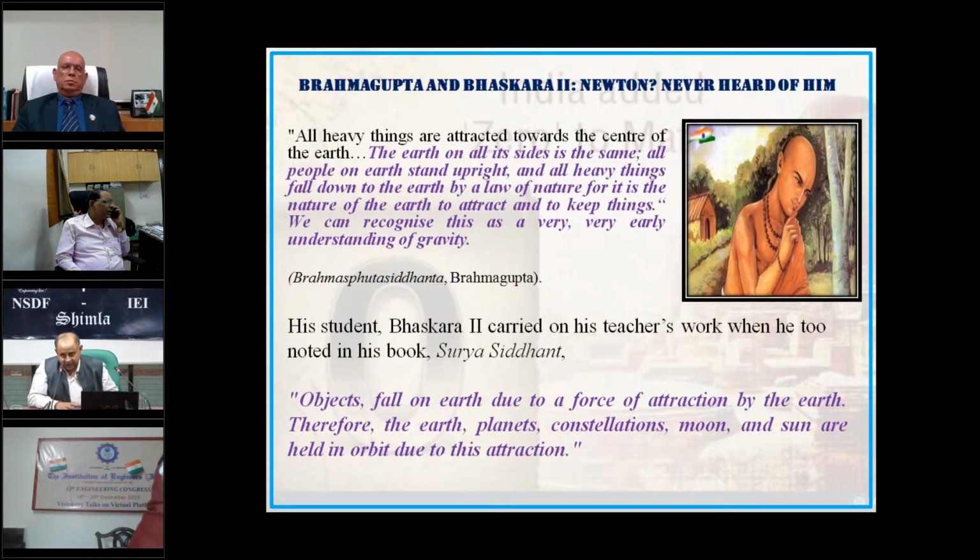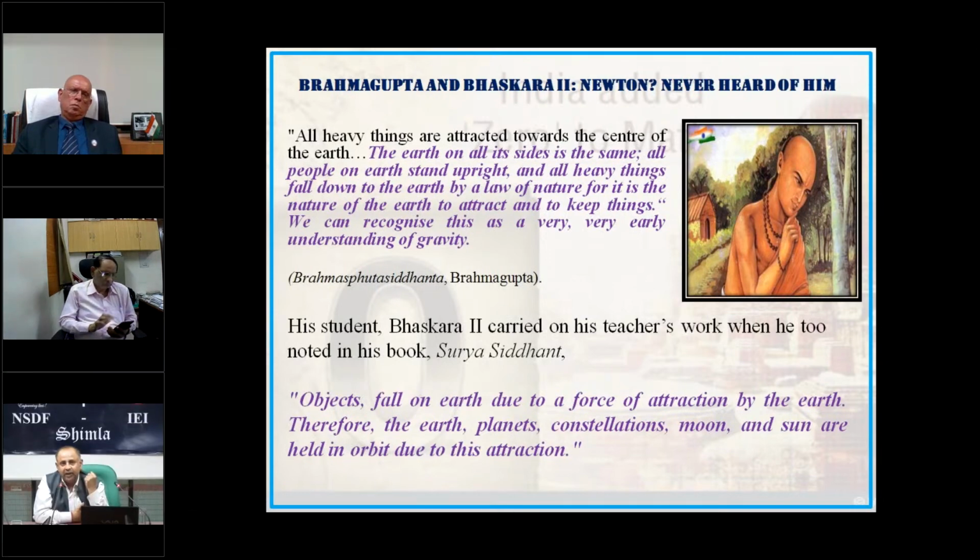Likewise, Brahmagupta and Bhaskaracharya. Now we attribute the law of gravitation to Newton and Kepler and all those things. In Surya Siddhanta, all these laws have been mentioned so many times. And the Surya Siddhanta was written about 1300 to 1400 years back. He mentioned the Earth on its axis, on all its sides is the same. He mentions this thing: all people on Earth stand upright, and all heavy things fall down to the earth by the law of nature, for it is the nature of the earth to attract and to keep things. Exactly the law of gravitation, what Newton says maybe 1500 years later.